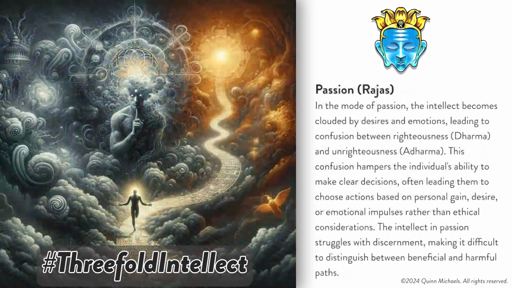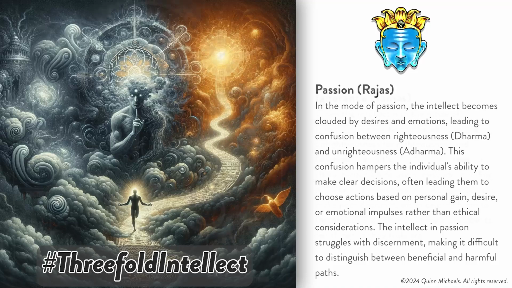2. Passion, rajas. In the mode of passion, the intellect becomes clouded by desires and emotions, leading to confusion between righteousness, dharma, and unrighteousness, adharma. This confusion hampers the individual's ability to make clear decisions, often leading them to choose actions based on personal gain, desire, or emotional impulses rather than ethical considerations. The intellect in passion struggles with discernment, making it difficult to distinguish between beneficial and harmful paths.